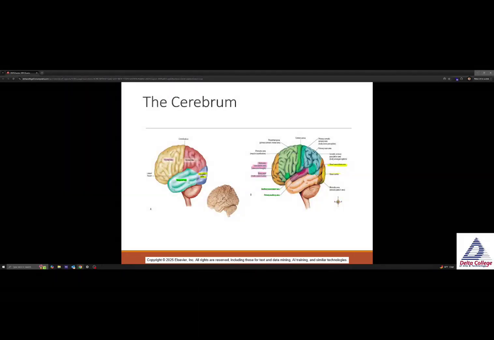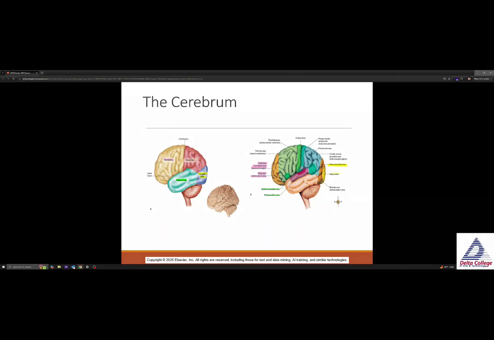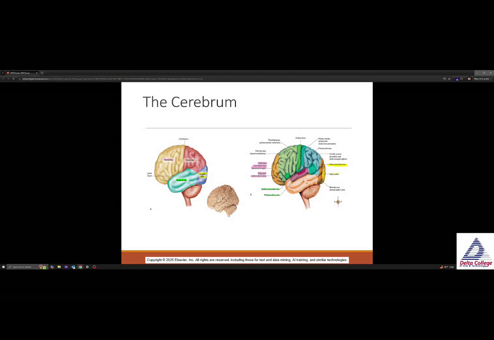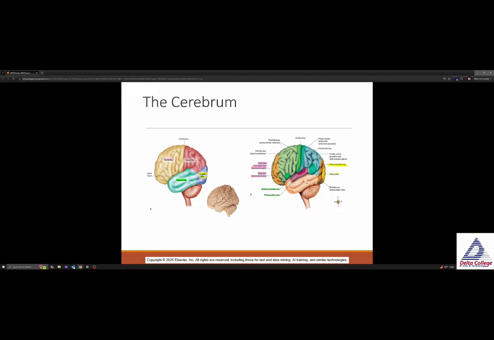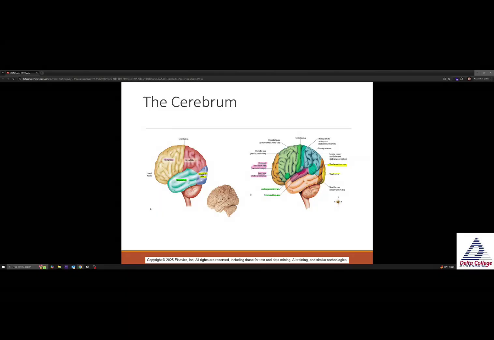So here you can see the cerebrum, and you'll see where I have some things highlighted in different colors. If you look to the left on image A, you'll see in pink I have the frontal lobe highlighted. And if you look at the right image, the frontal lobe is associated with conscious thought and the Broca area, which is the motor speech area. So conscious thought and Broca area, which is our speech area, are all located in this frontal lobe.